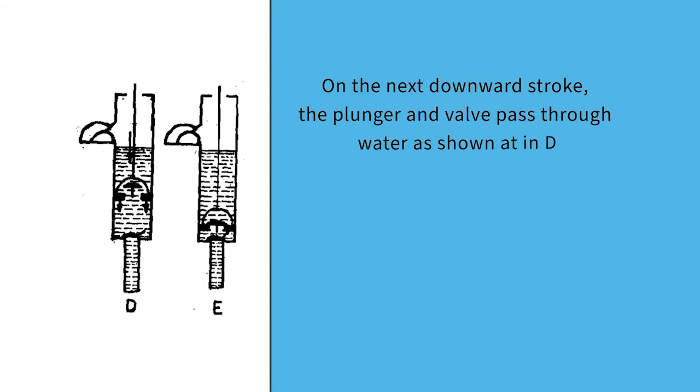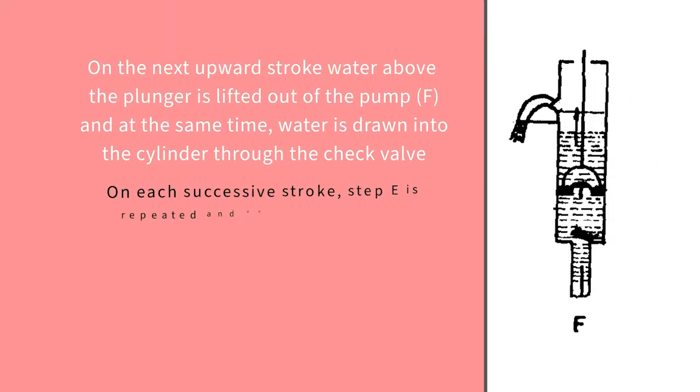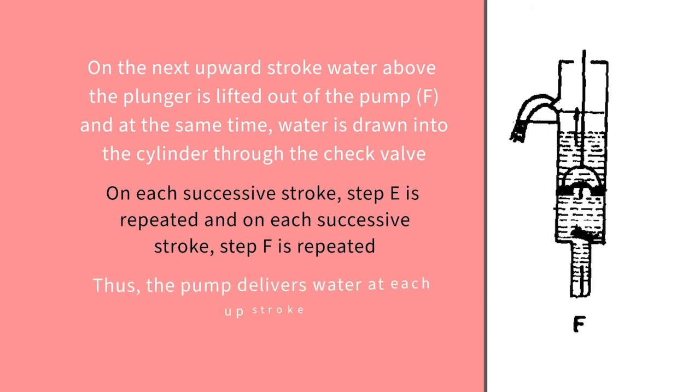Now situations D and E. On the next downward stroke, the plunger and valve pass through water, as shown in figure D. When the plunger reaches the bottom of the cylinder, the plunger valve closes and water is trapped above the plunger, as shown in figure E. Now figure F. On the next upward stroke, water above the plunger is lifted out of the pump, and at the same time water is drawn into the cylinder through the check valve. On each successive stroke, step E is repeated, and on each successive stroke, step F is repeated. Thus the pump delivers water at each stroke.